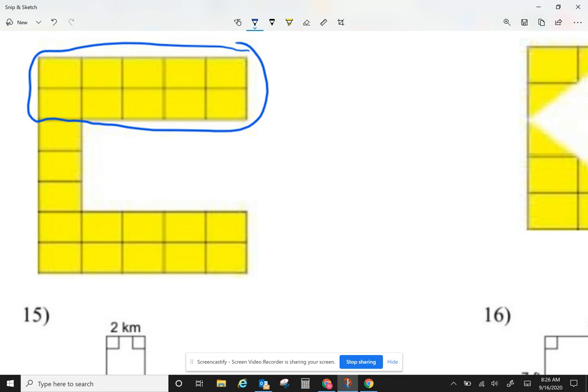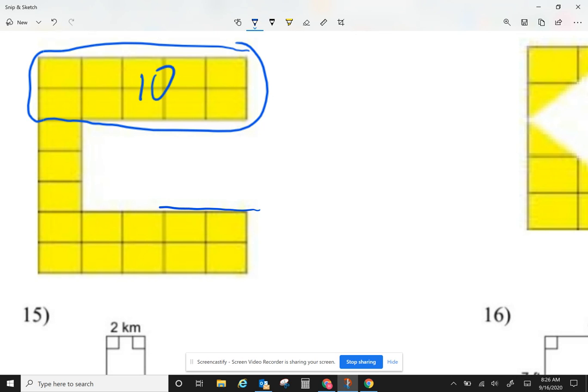If you notice, it's a 2 by 5 rectangle. It's 2 squares going one way and 5 squares going the other way. It's a 2 by 5 rectangle. I can count the little squares, or I can just say, well, it's 2 times 5. There should be 10 squares here.